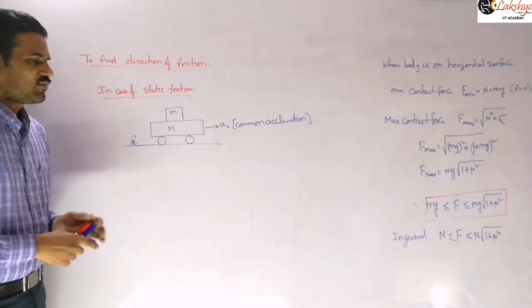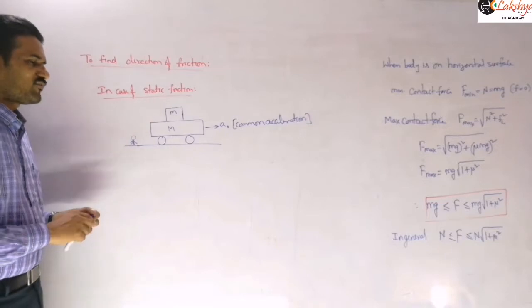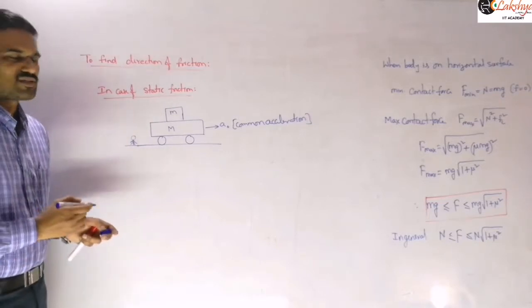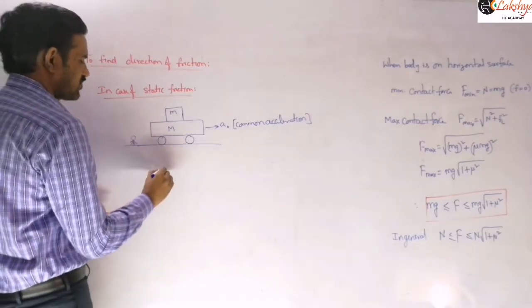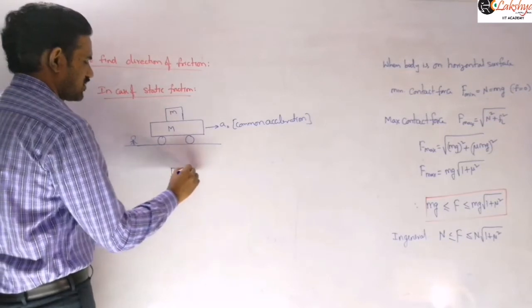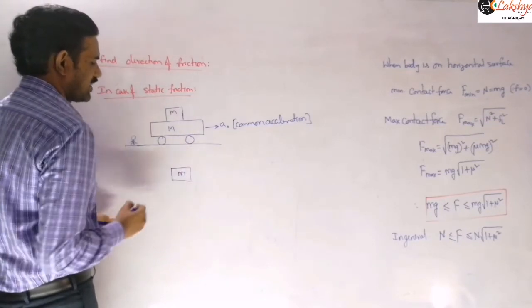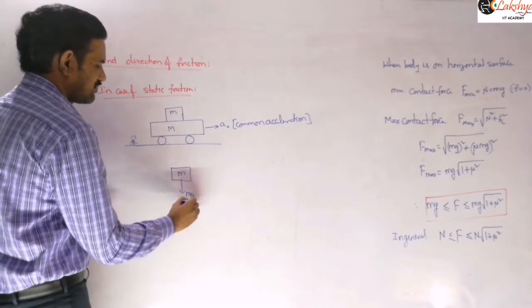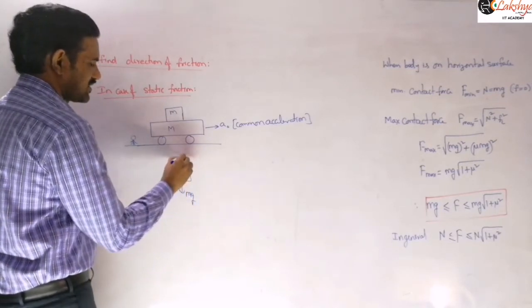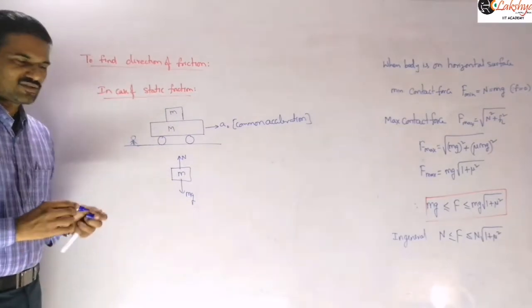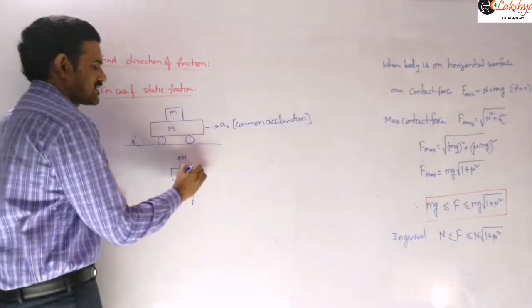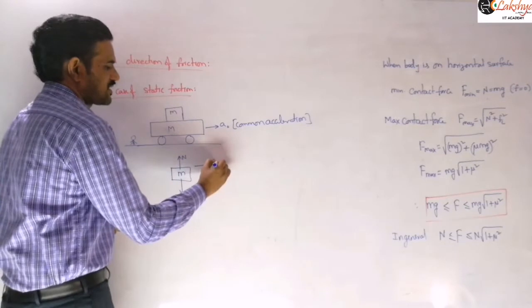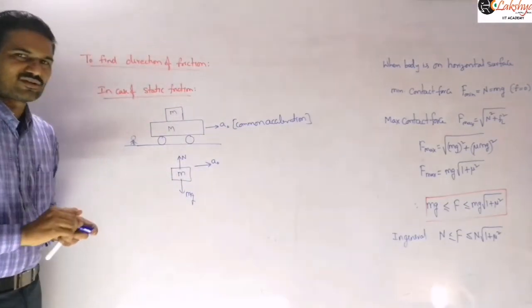When both are moving together, if you draw the free body diagram of the system with respect to this observer on the ground, then in the vertical direction we can write mg, and in this direction we can write N. These are the forces acting along this direction. But here the system is accelerating in the horizontal direction with acceleration a naught, right?